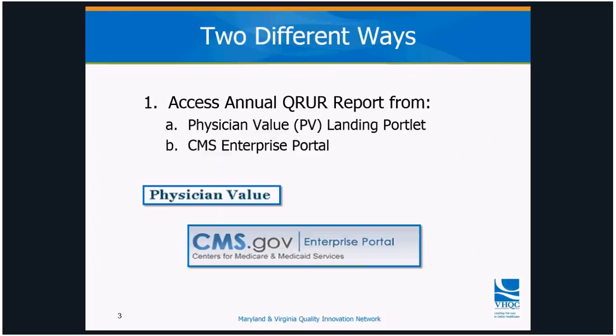Quality Resource Use Reports, also known as QRUR, are provided by the Centers for Medicare and Medicaid Services as part of the Physician Feedback Program. There are two different ways to access an annual QRUR. A user may choose to use the Physician Value Landing Portlet or directly from the CMS Enterprise portal. This presentation is part 1 of a two-part series that walks you through how to obtain your QRUR. Part 1 will go over how to access the QRUR from the Physician Value Landing Portlet, while Part 2 will go into detail on how to access the QRUR from the CMS Enterprise portal system.